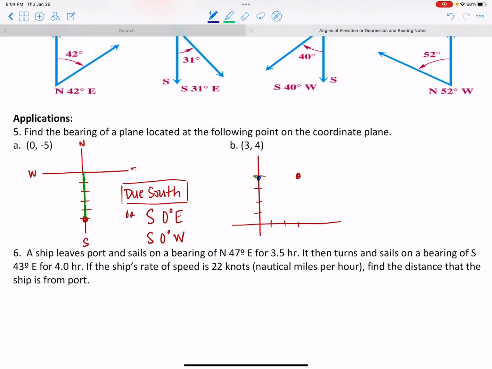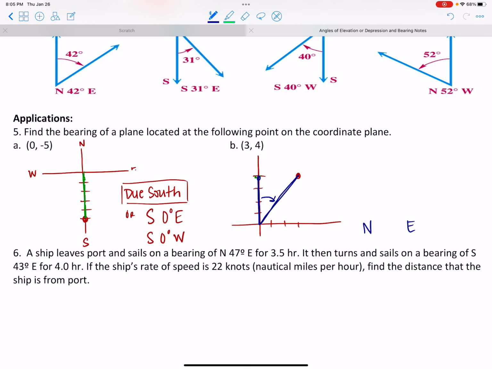Okay, we're in quadrant 1. So there's our north. And then we're trying to get to this point here at 3, 4. We can see the angle that's trying to be created is a north angle because we're starting on a north line. And then if I got to get over to this point, that I'm going east to get to that point. So I know I'm going to be a north and then east bearing. I just got to figure out what are the degrees east that I'm going.